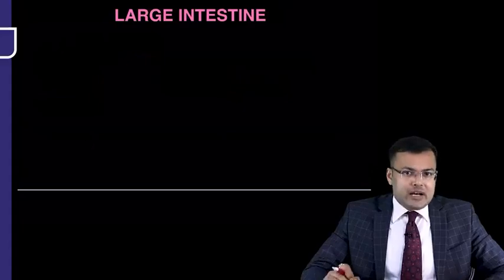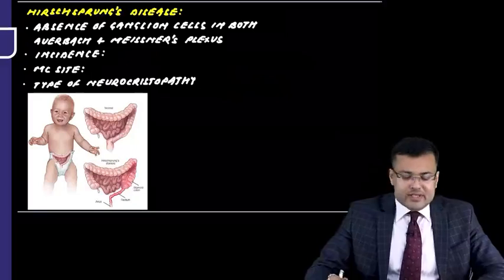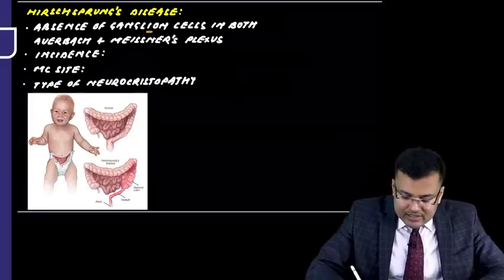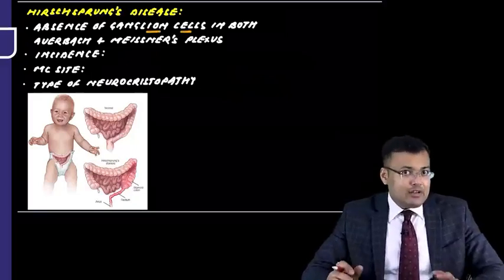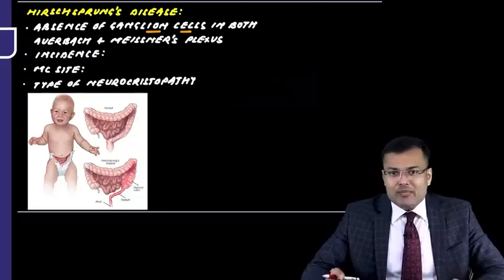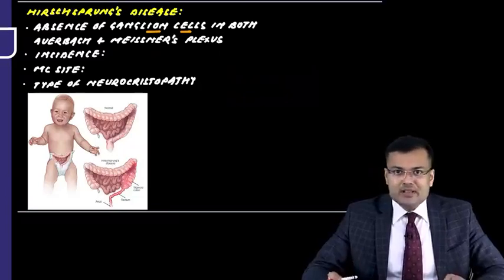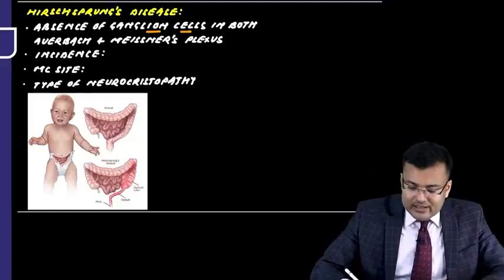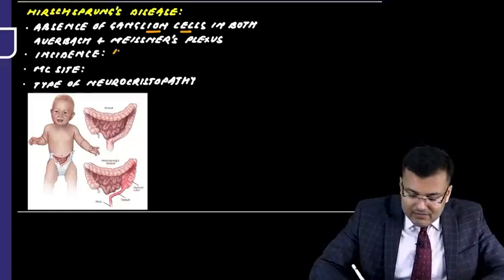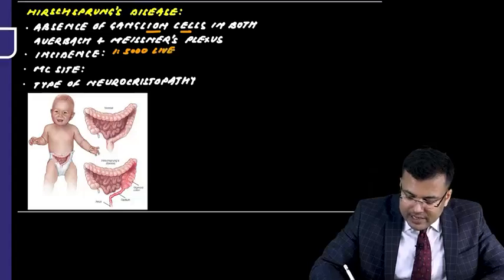Now we are going to start the large intestine. First of all, we are going to discuss Hirschsprung's disease. In Hirschsprung's disease, there is absence of ganglion cells, seen in both Auerbach plexus as well as Meissner's plexus. How much is the incidence? Incidence is 1 in 5,000 live births.